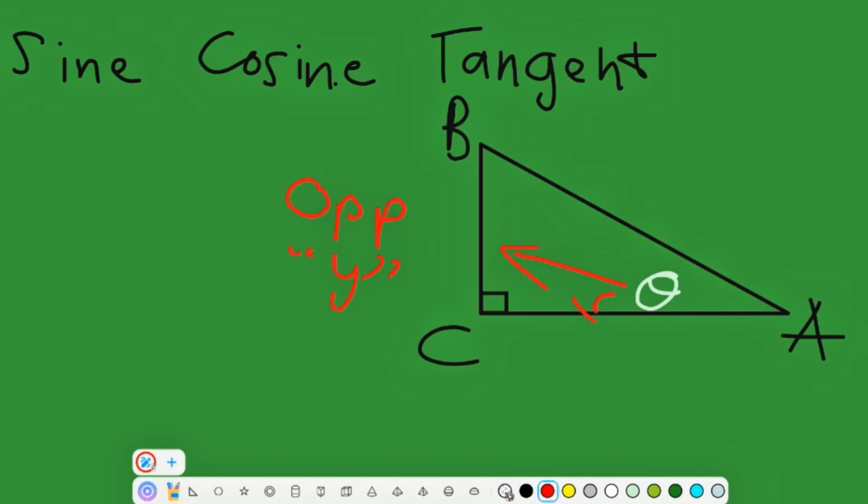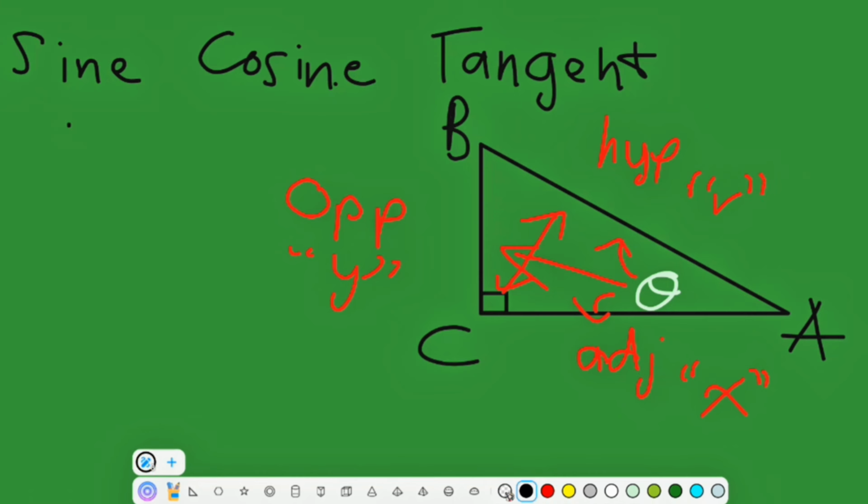The side that's next to it is called the adjacent side, or in simple terms, x. The other side that's next to it, but it's facing or is opposite to the 90-degree angle, is called the hypotenuse side, or in simple terms, r.